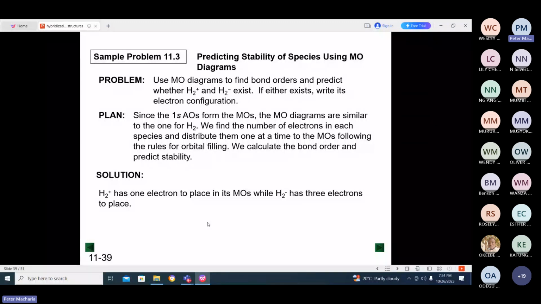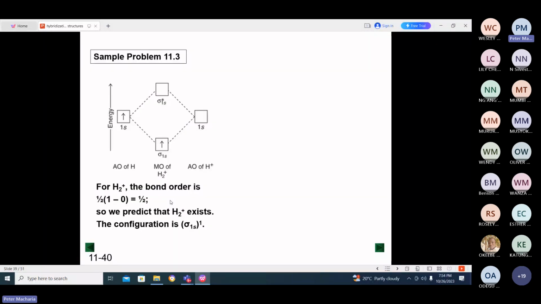So let's, for example, think about whether it is stable to form an H2+ molecule. In H2+, one of the hydrogen atoms will have one electron, and the other one will have zero electrons. Let's see how it would look.